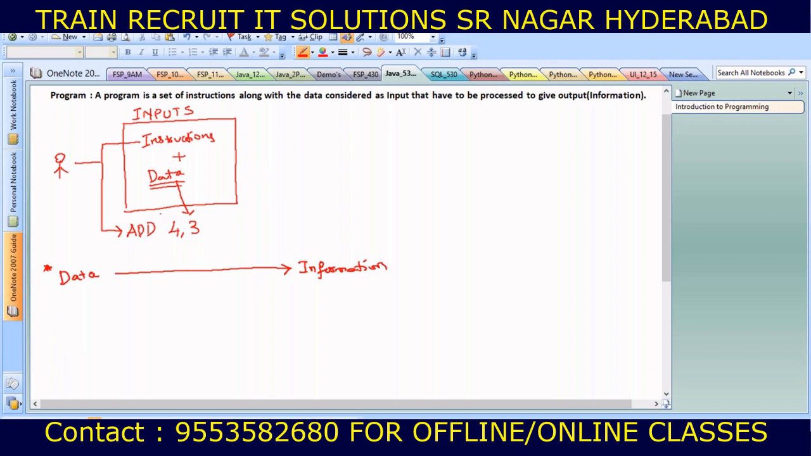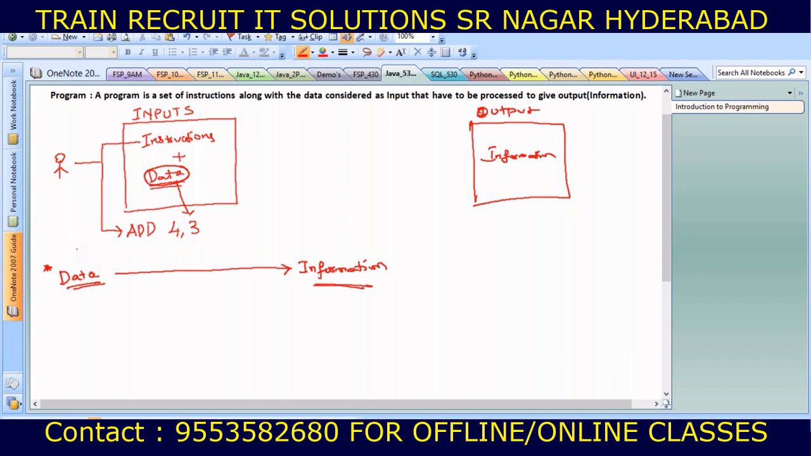So inputs are nothing but instructions along with the data. That has to be turned into information. Yes or no? Information is nothing but the output. So point number 1, you have seen that data is entirely different from information, because you are giving data and getting information out. Understanding my point? You are giving data as input, and what you get is output, that is information.